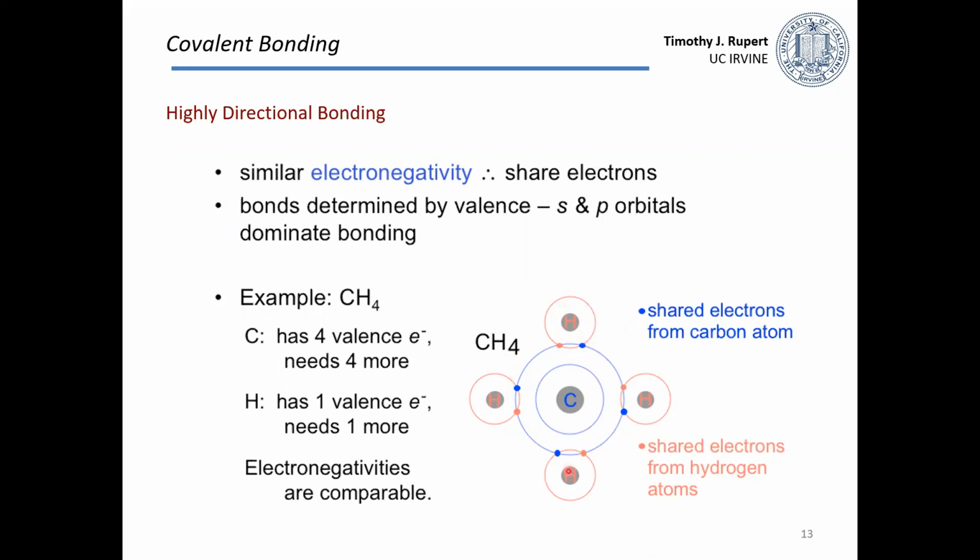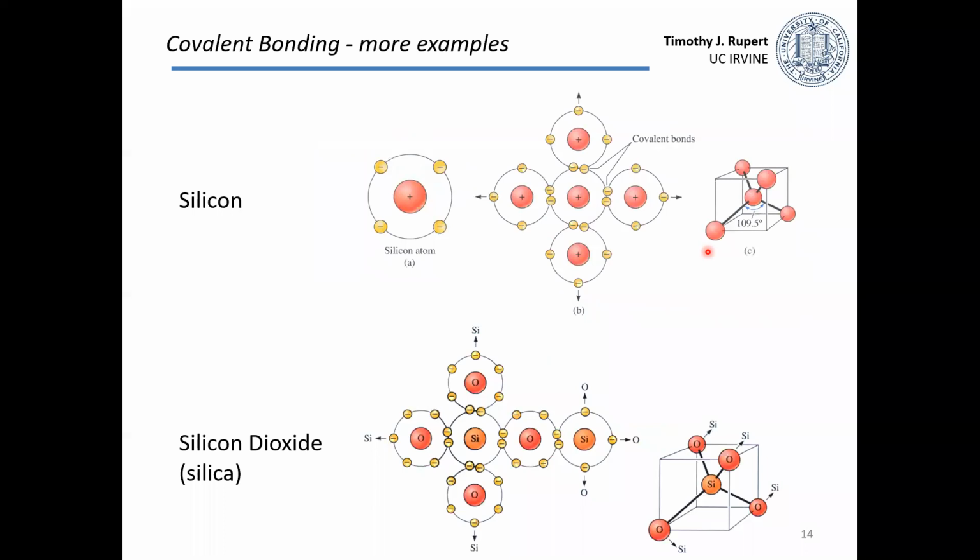Now, this happens because these actually have comparable electronegativities. So that's one thing that makes a difference here. And the other thing that happens here is you have highly directional bonding. So that's another difference between ionic and covalent bonding. There's many materials that have covalent bonding. Another good example is silicon. So this is actually just if you have pure silicon, so not different types of elements.